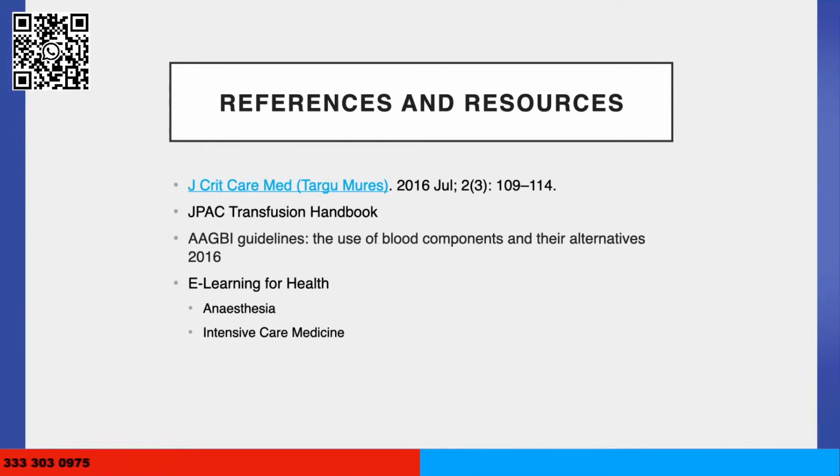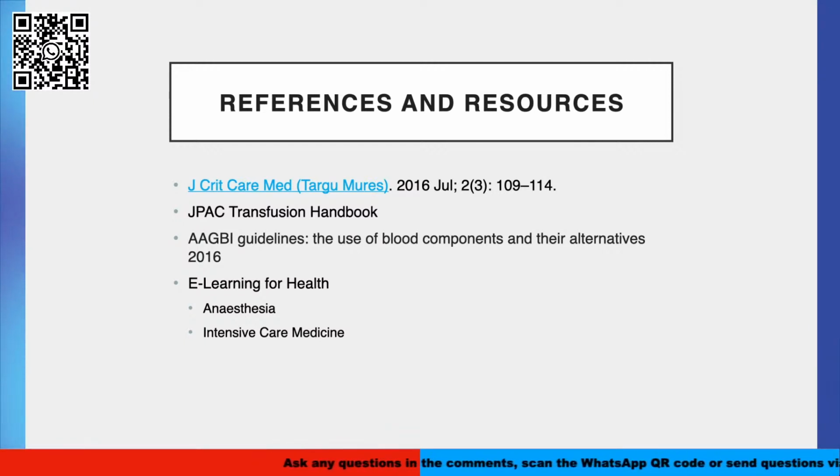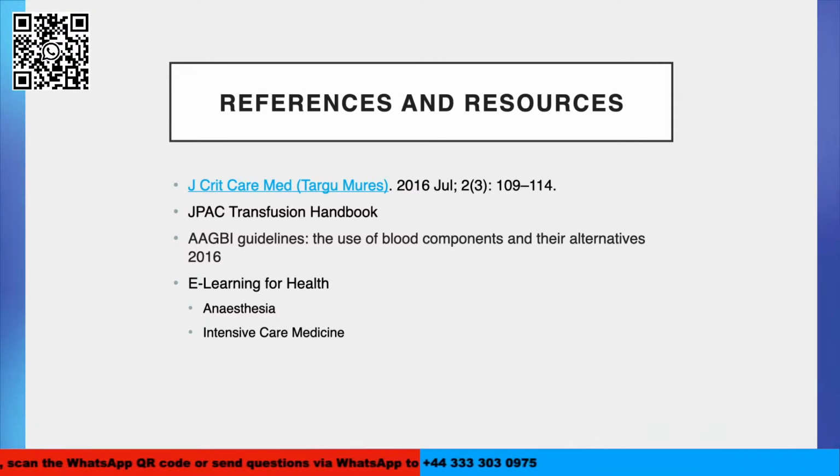So I've made a list of some of the references and resources I used. The JPAC Transfusion Handbook is available via Google, which is really helpful. The AAGBI guidelines about the use of blood components and alternatives is also available online, and that's where quite a lot of the information has come from. Then there's also some information in the e-learning for health modules, which are free online.